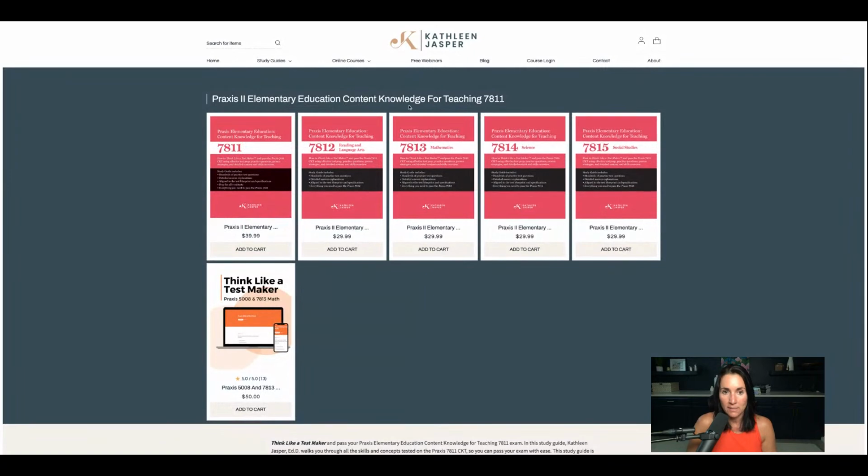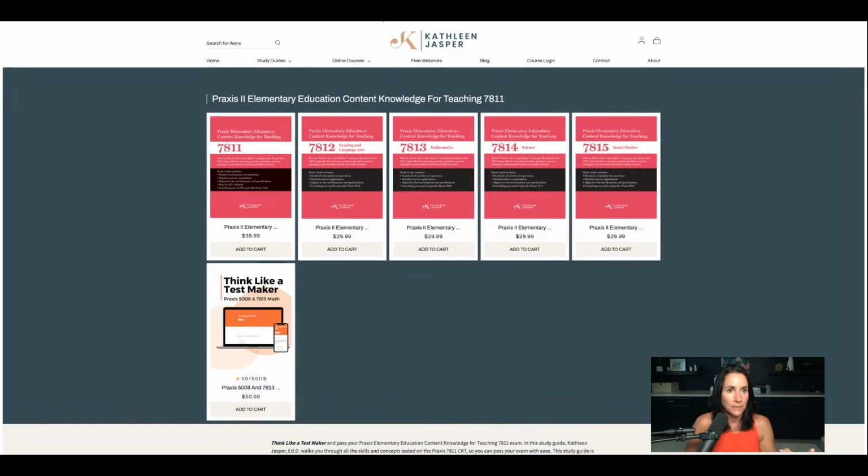The reason why we break these up is because you could pass, let's say you pass the reading and language arts, you pass the science, and you pass the social studies. You may only have mathematics left because these individual subtests are graded separately. So just get the math. Don't buy the 7811 and then buy the 1213. You know what I mean? Because you're just buying the same book over and over again.